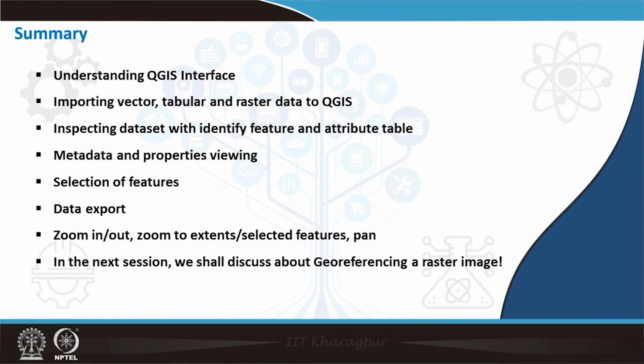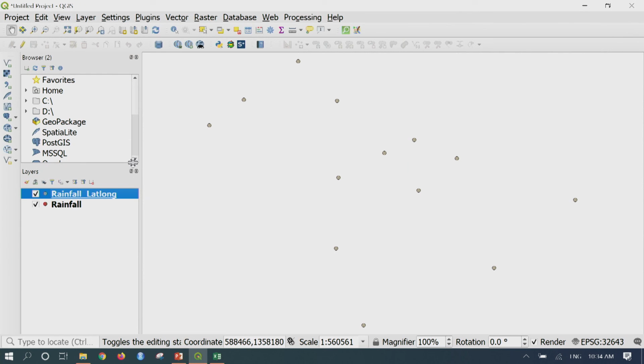Now to summarize today's class, we have understood the QGIS interface, how QGIS looks, what are the different panels or what are the different toolbars. The first one is the menu bar, second one is the toolbar, third one is the browser and layer panel, fourth is the map display area onto the right, and the last one is your status bar which shows you coordinates and other details. We also saw how to import vector data, tabular data and raster data. The vector data being rainfall and district shapefile. Tabular data, we also saw how to bring in a CSV file, and raster file also.